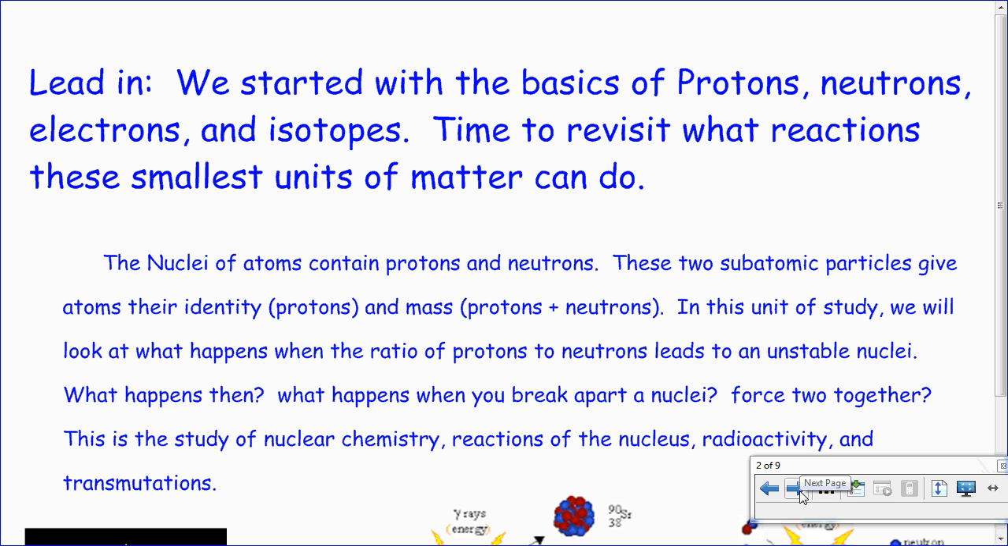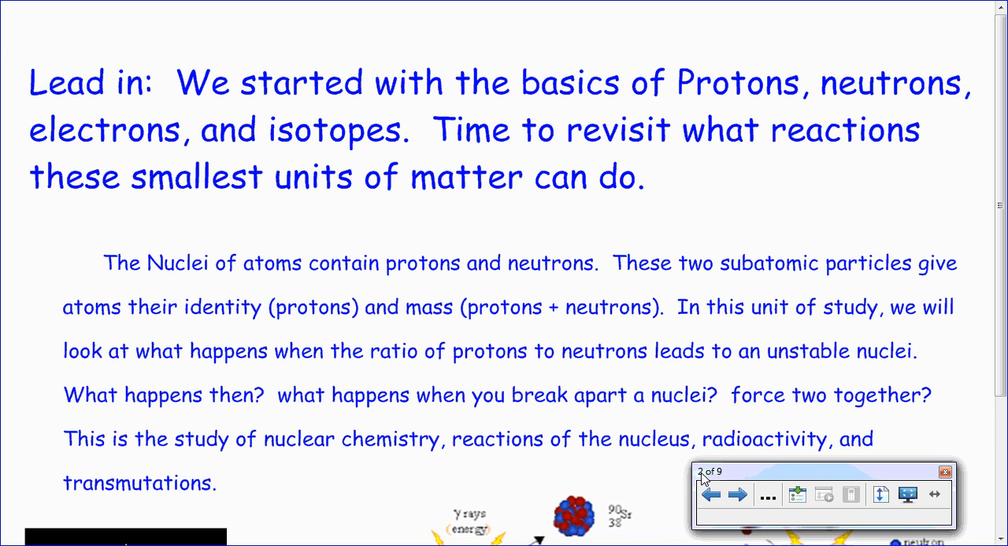So when we started the year, we were talking about protons, neutrons, electrons, how those are all made up into atoms. And we've never really approached the fact that the number of protons and neutrons can change over time within the nucleus of an atom. So this entire unit of study is about the nucleus of atoms, hence nuclear chemistry. Not necessarily nuclear bombs, but nuclear chemistry, because we're talking about the nuclei of atoms.